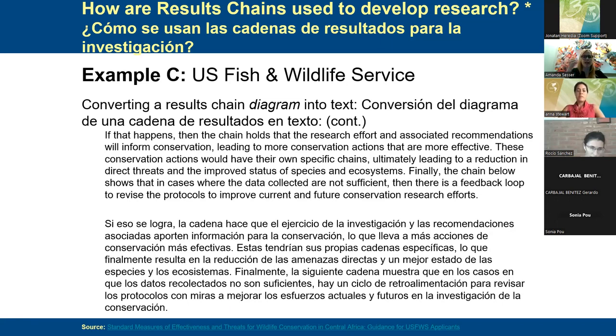So you can say things like, these conservation actions would have their own specific chains, ultimately leading to a reduction in direct threats. Finally, the chain below shows that in cases where data collected are not sufficient, then there's a feedback loop. So the things that we just walked through are written out in plain text to help the reader follow the results chain and more clearly understand what's meant by the words that are in those boxes.